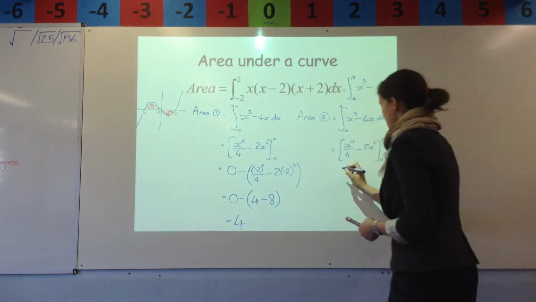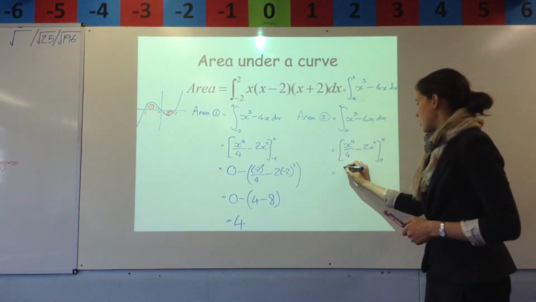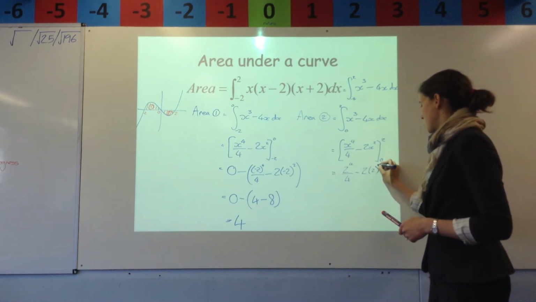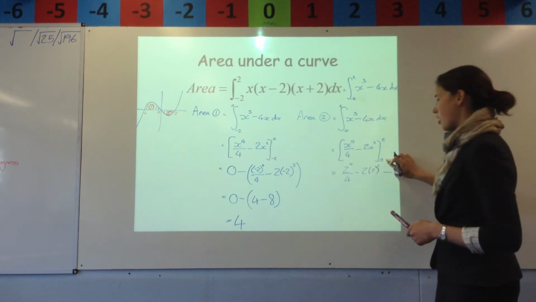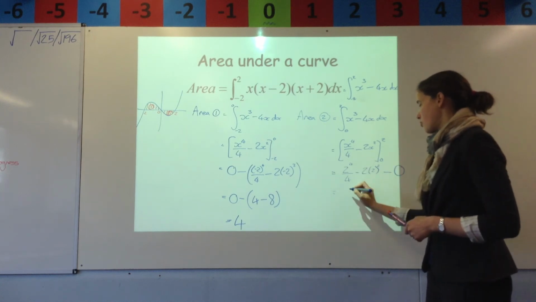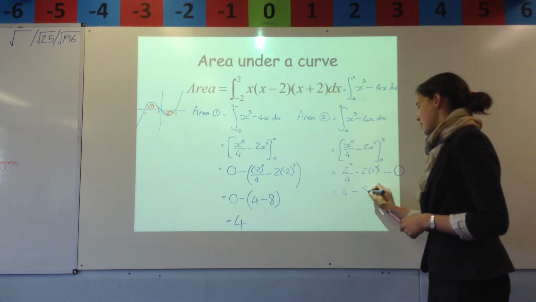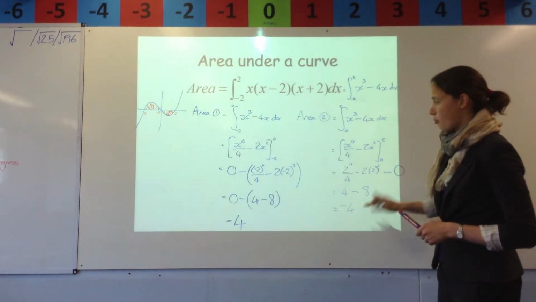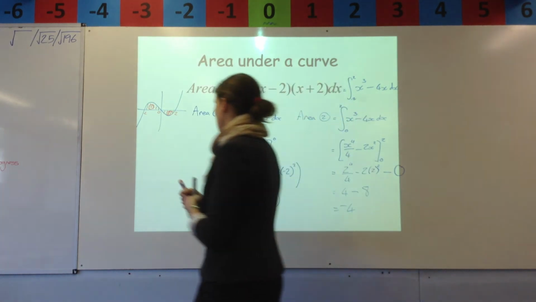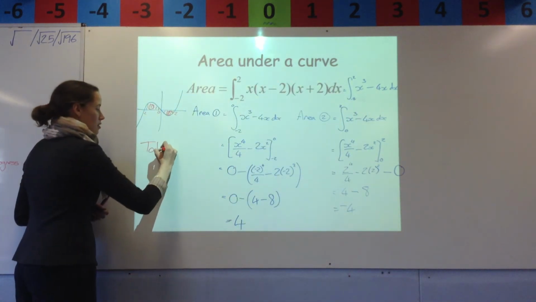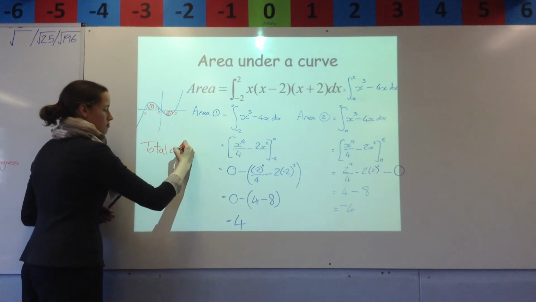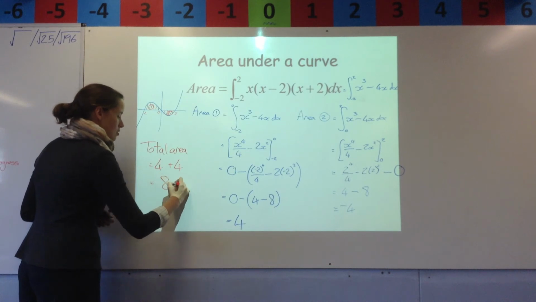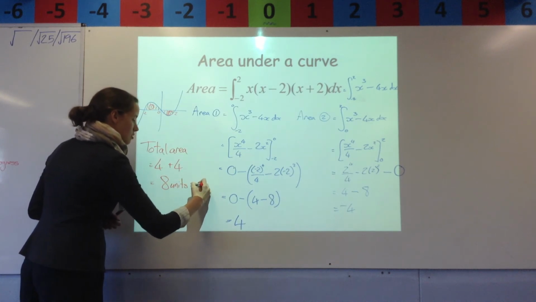Now let's do the second side, and you can probably guess what this is going to give us. Let's substitute in the 2, 2 to the power of 4 over 4, minus 2 multiplied by 2 squared, minus 0 for our other limit. So 16 over 4 is just 4, minus 8. And we're going to get a final answer for the second region of -4. Again, you probably could have predicted that. So the total size of the area is just going to be 4 add 4, which is equal to 8 units squared.